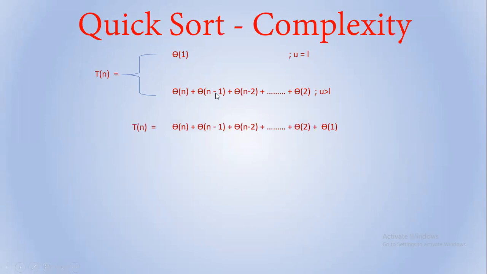So as a whole, by combining this one and this one, we can write for all U values. So U is greater than L, this one, and U is equal to L, this one. As a whole, we can write the complexity by adding them together. So it will be the addition of these two. Now I'm going to simplify like this. We are going to get the first term and last term added together. Then this one and this one added together. This one and the next one added together.